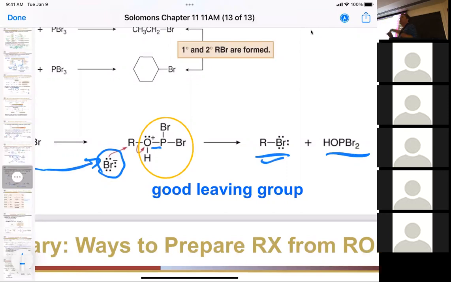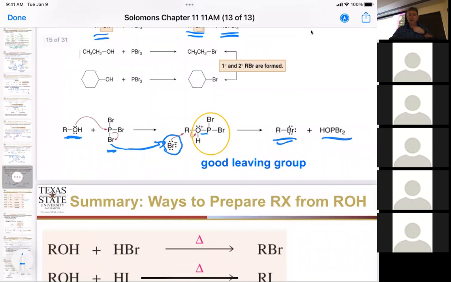So again, we're creating a better leaving group from our oxygen. Hydroxide is a horrible leaving group. All of these change what the leaving group is. With HI and HBr, the leaving group is water. With thionyl chloride, the leaving group is a sulfonyl ester that decomposes into SO2 and chloride ion. Okay. So let's look at that.